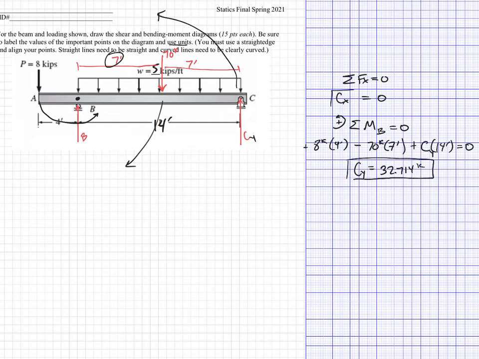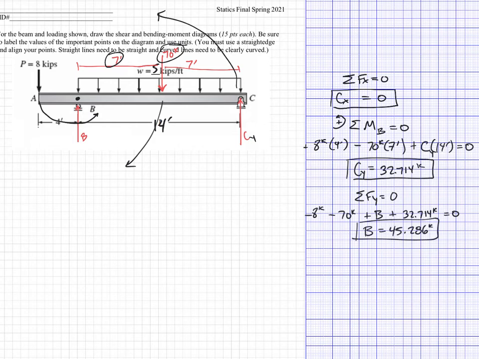Okay. So if we get that, 32.714, then we can get B by doing the sum of the forces in the Y, and we could say that equals 0. Let's see. So we've got 8 kips going down. Okay, I've got 70 kips going down. I've got B going up, and I've got CY going up. Right, and so B then equals this number right here, 45.286.